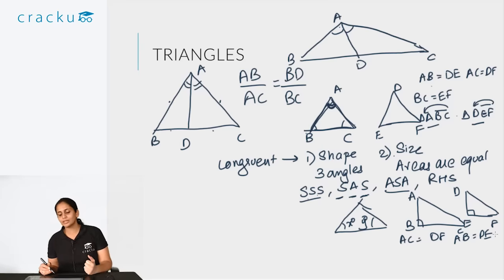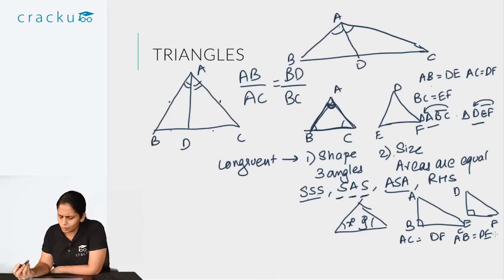So these are essentially checking whether they have the same shape, that is the internal angles are the same, and whether they have the same area. So all three corresponding sides of the triangle should be equal, all corresponding angles should be equal. And as a result, if all three sides and angles are equal, the heights of the triangles will also be equal. So what does this mean?